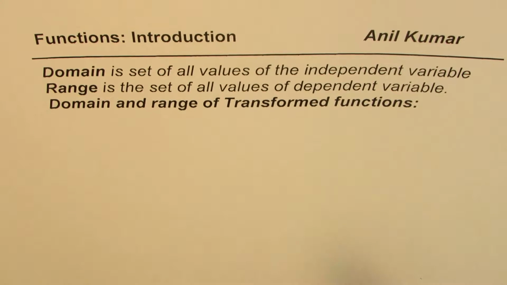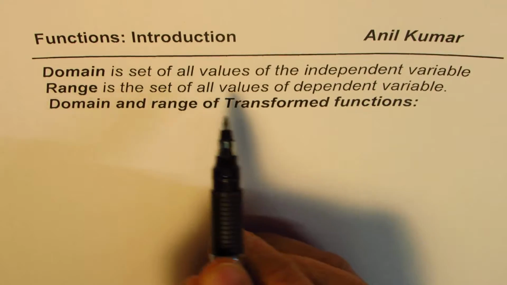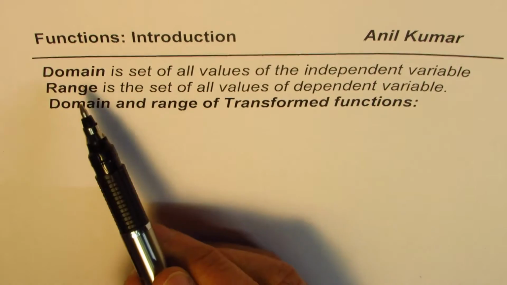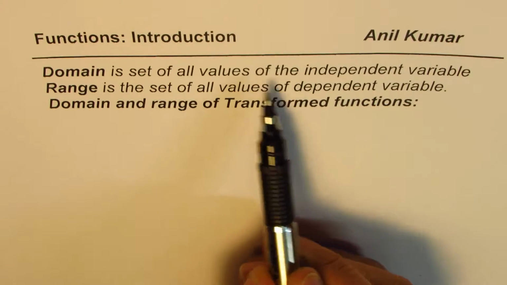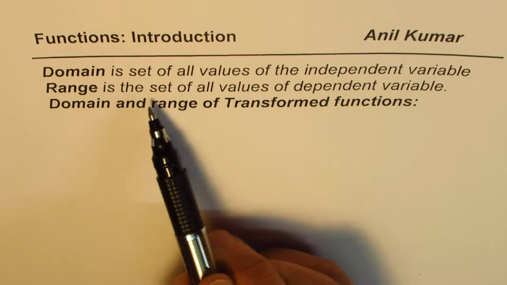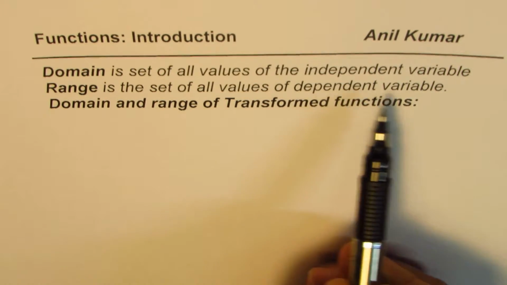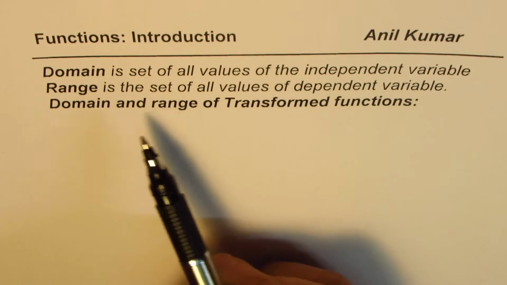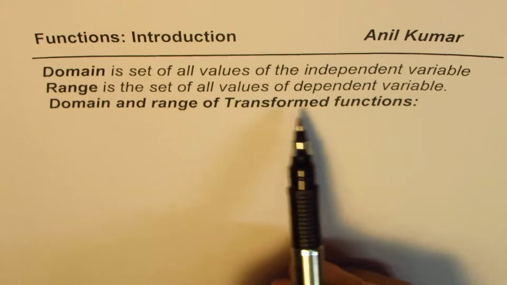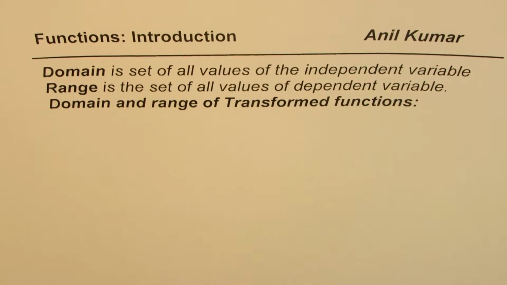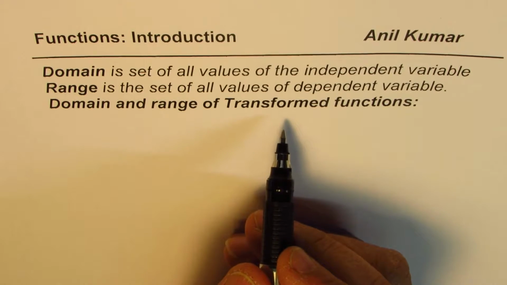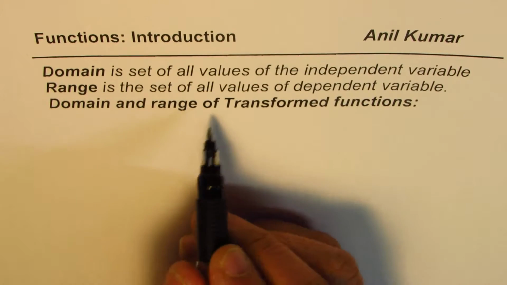We will review functions. In the introduction, we learned about domain and range. Domain is the set of all values of the independent variable. Range is the set of all values of the dependent variable in a function. Domain and range of a transformed function is our main concern in this particular video. We have already learned a few basic functions and we'll see how domain and range change.